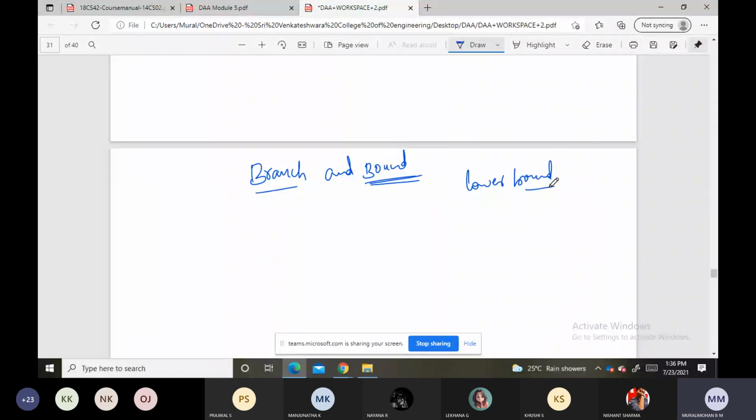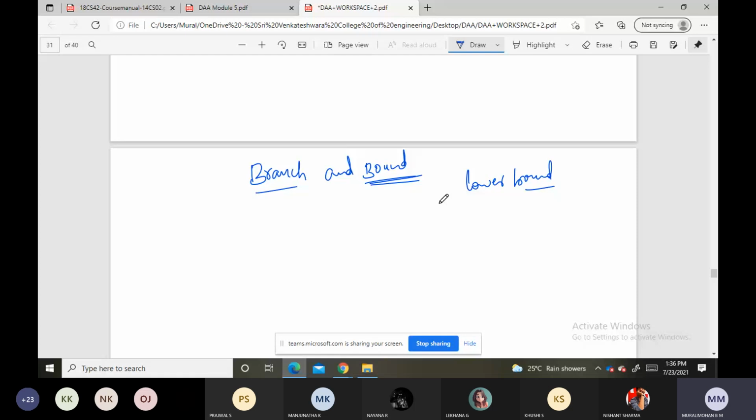So what is that one? In a state space tree, if we find any non-promising node, then we will cut that particular branch, or rather we will not proceed with the further nodes. We will backtrack and come up with a different solution. That is what we are following in the case of the backtracking method.